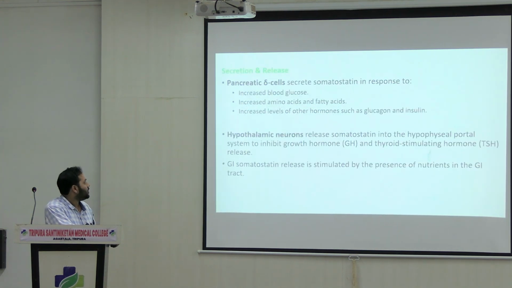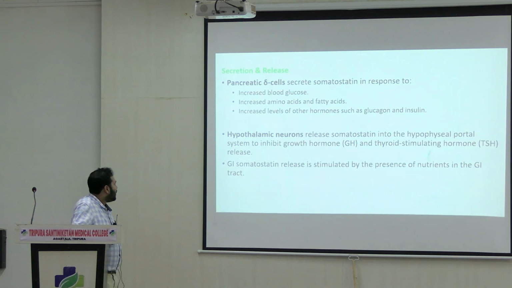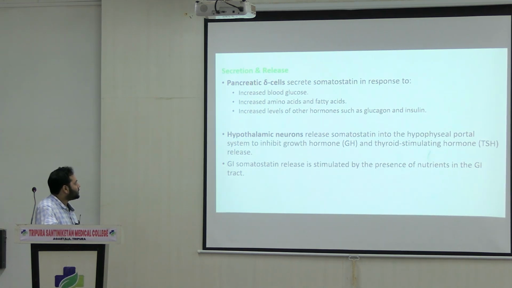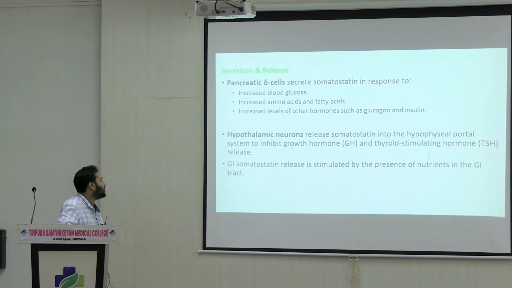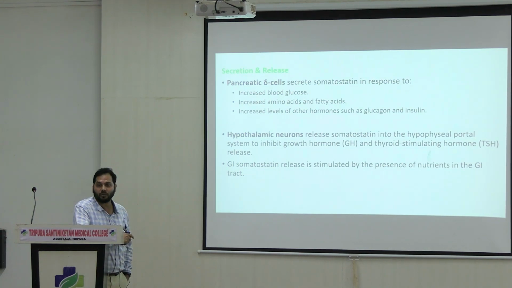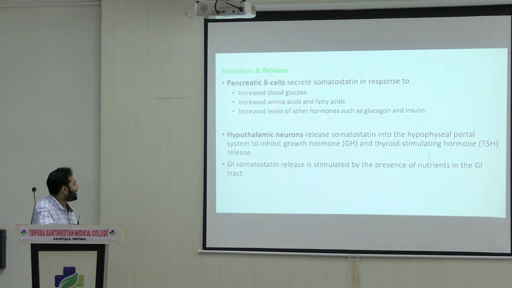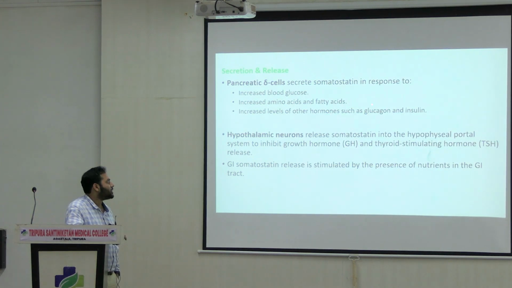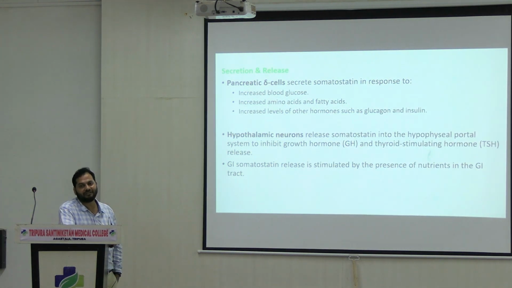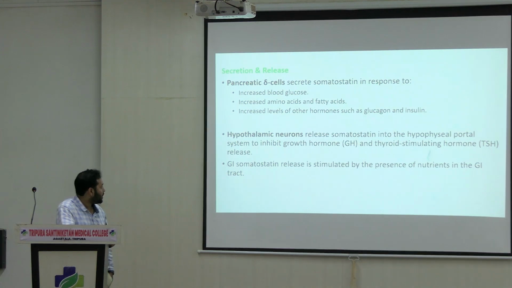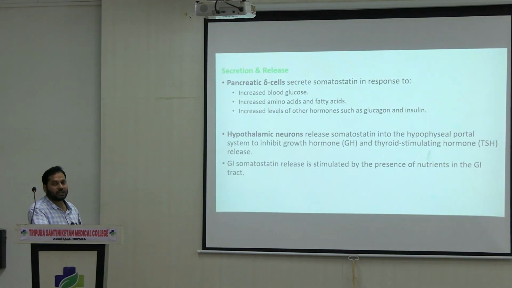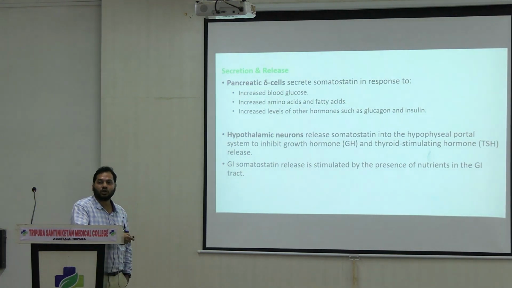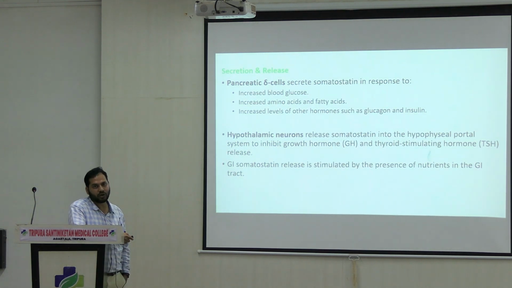So the secretion of somatostatin from the delta cells depends on certain factors. What are those factors that promote somatostatin secretion? These are factors like increased blood glucose, increased amino acids and fatty acids, and increased levels of other hormones such as glucagon and insulin. These are the factors influencing the somatostatin hormone. And mainly these factors influence somatostatin secretion from delta cells only.